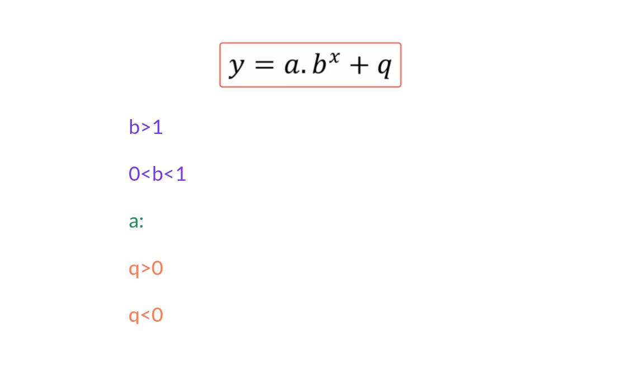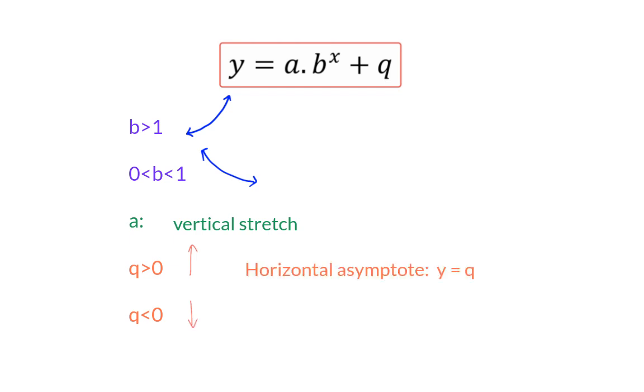We can now say that a b value bigger than 1 indicates that the graph will be increasing, and a b value between 0 and 1 will be decreasing. The a value indicates a vertical stretch, and the q value once again shows an upward or downward translation. It also shows us the horizontal asymptote. In the next video, we're going to use this knowledge to sketch the exponential function.